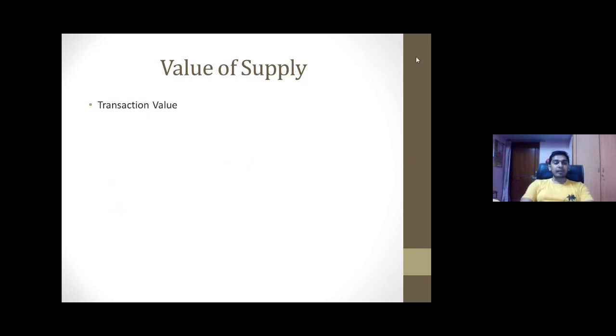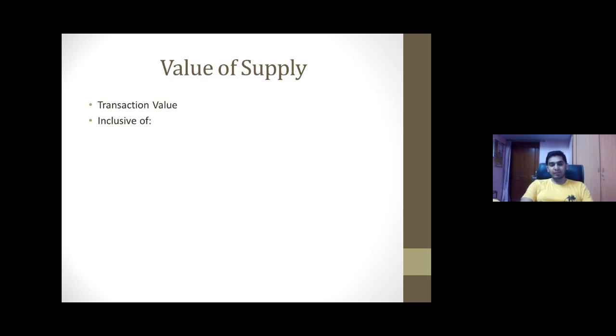For some reason, the transaction value may not be correct or not available, or even if everything is okay, we must know what rules we need to take care of while determining the value of supply. So the value of supply on which the tax is to be applied should be inclusive of all these things.